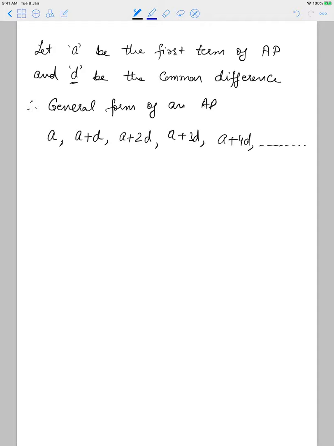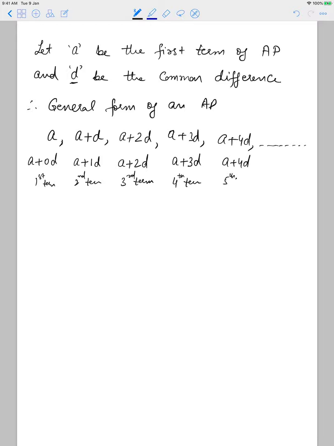Now look at the first term, there is no coefficient of D. I can say it is A plus 0D. This is the first term. In the second term it is A plus 1D. In the third term I have A plus 2D. Are you observing something here? In the fourth term it is A plus 3D. This is the fourth term. Fifth term is A plus 4D.